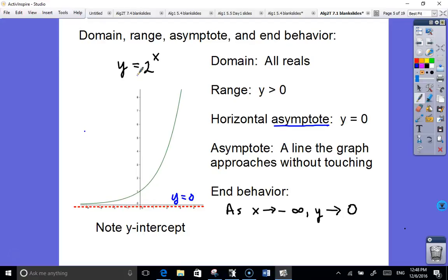And then the end behavior to the left, as x approaches negative infinity, you're going towards the left. The graph of the function is getting closer and closer and closer to the line y equals 0. So you would say that as x approaches negative infinity, y approaches 0.